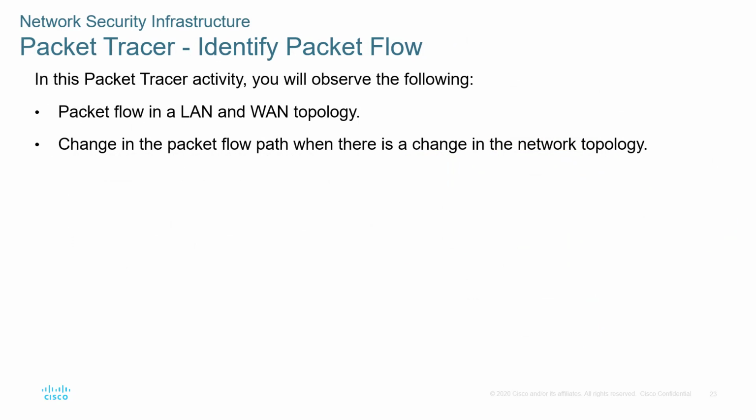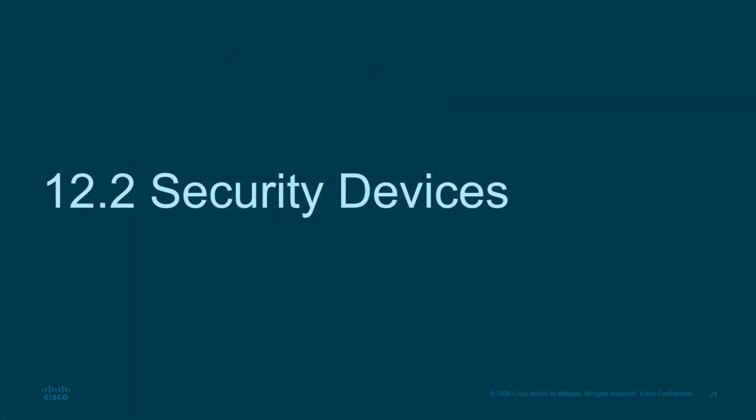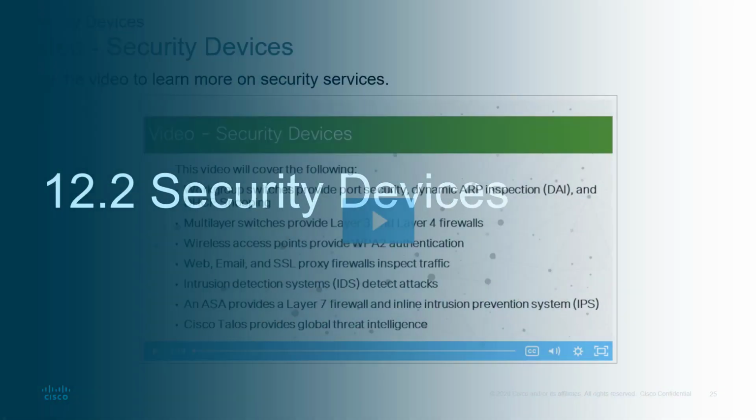We have a packet tracer kind of showing the packet flow in a WAN and a LAN topology. This should get you familiar with the overall data flow. So now let's get into our security devices.